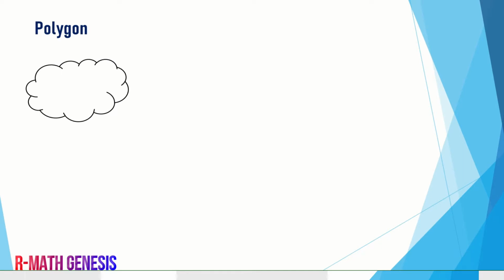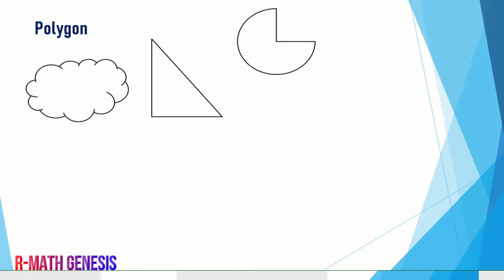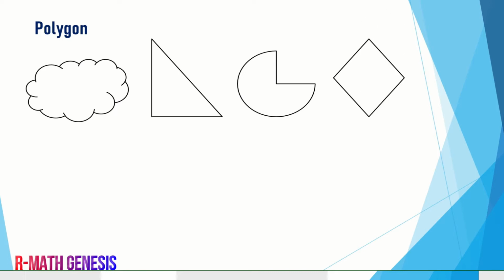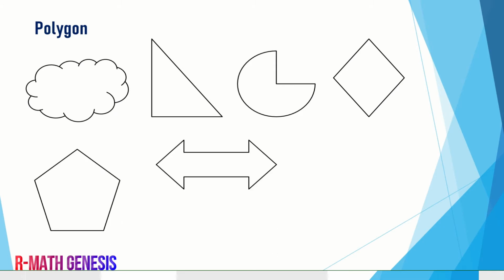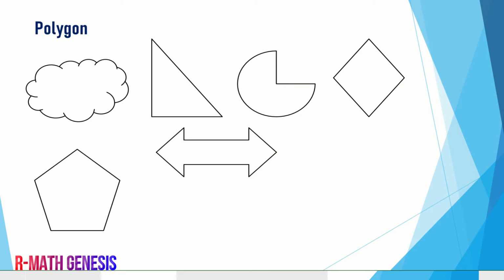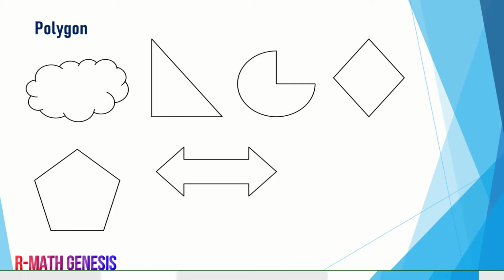Is this a polygon? No, because it's made up of curves, so it's not a polygon. What about this figure? Is this a polygon? Yes, this is a polygon. What about this? No, because it is made up of a curve as well as a line segment, so it is not a polygon. What about this? Yes, this is also a polygon. Yes, this is also a polygon. What about this? Yes, this is also a polygon.